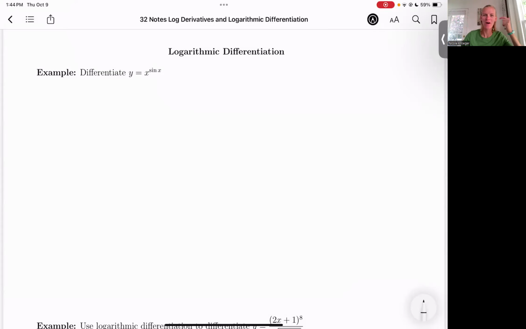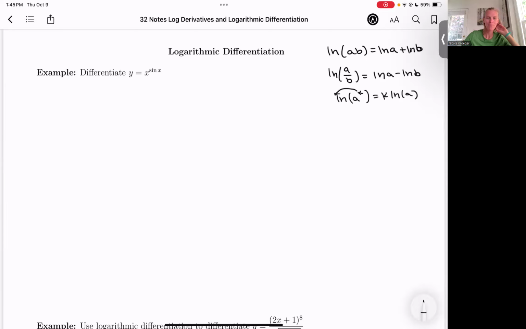Let's remind ourselves of all the properties of logs before we get started because we'll need these. So if I have the natural log of a product, then I can break this up into two natural logs. So the natural log of A plus B, so a product inside of a natural log gets separated as addition outside. Division gets separated as subtraction of two logs. And then if I have ln of A to an exponent, I can bring the exponent out front, making this k ln of A.